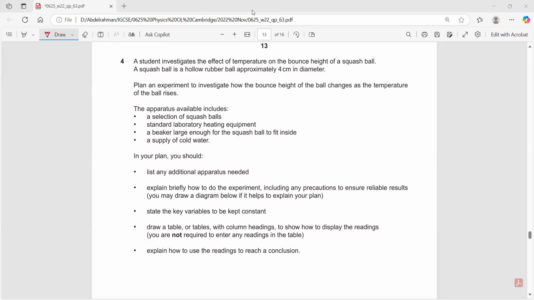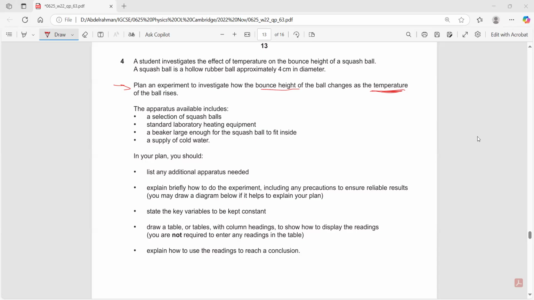So plan an experiment to investigate how the bounce height of the ball changes as the temperature of the ball rises. As the temperature of this ball rises, we will not put the ball directly above the Bunsen burner, for example, and measure its temperature. What? No, we will not do that. You cannot do that. You will burn the ball, right? This is a squash ball. It's made of rubber. It will melt.